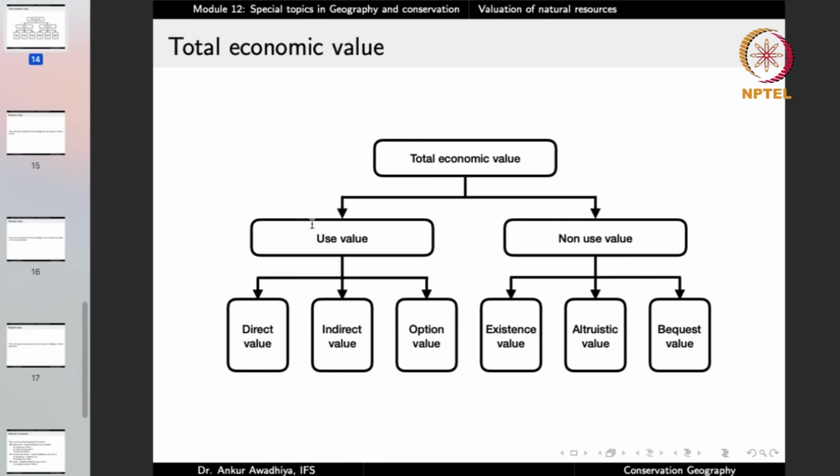If you combine all of these, you get the use value. You combine both of these and you get the total economic value. So basically, when we started to say that the value of a forest is not the same as the value of the trees or the value of the timber that you can derive from the forest, this is what we meant. That the forest provides us with several different values.